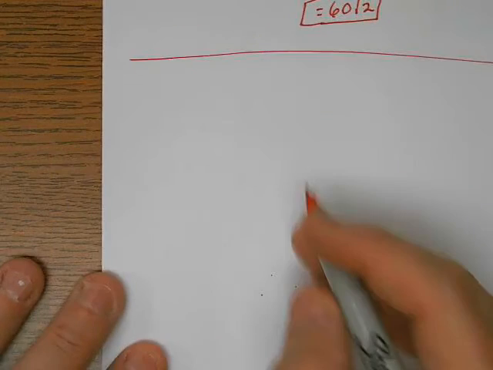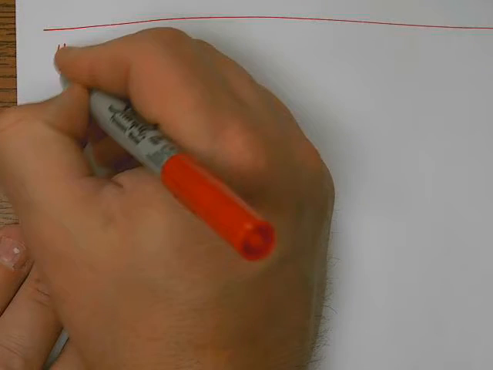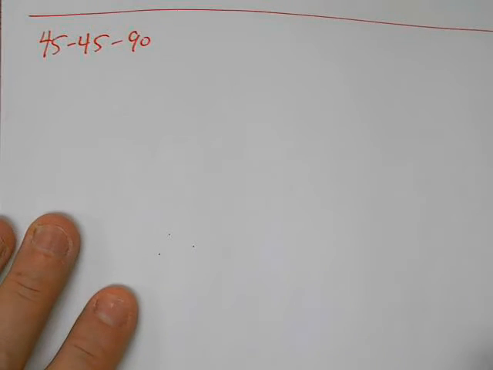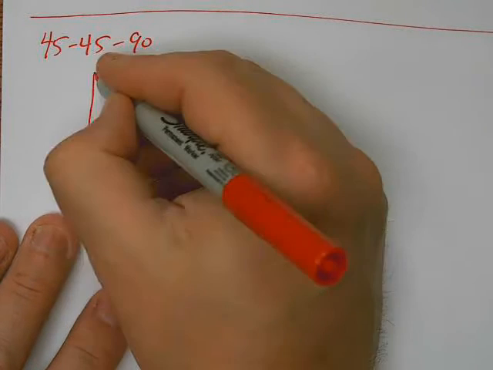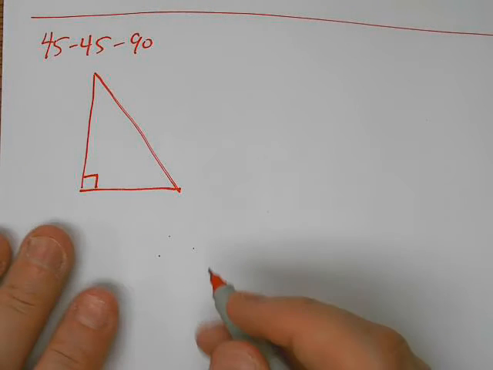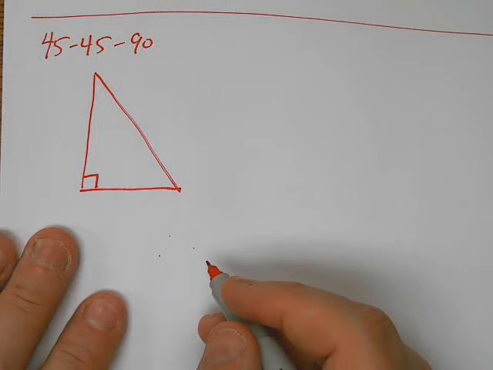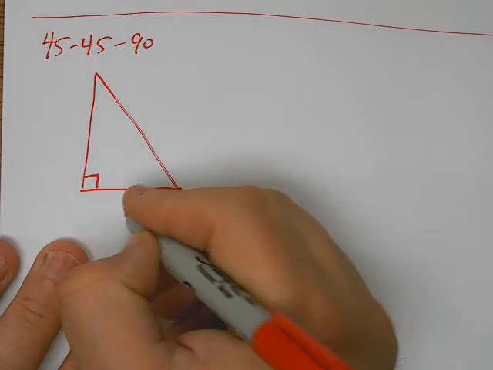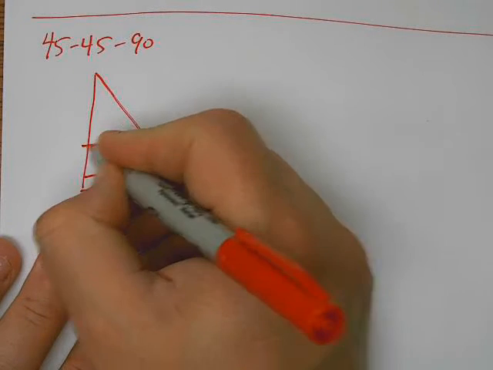Let's quickly review. On Friday, we did 45, 45, 90 right triangle. All right, so what does that mean? Means that we've got a right triangle, which happens to be an isosceles triangle. I'm gonna go fairly fast, so stay with me. I know it's Monday morning and we lost an hour over the weekend. Stay with me. Okay, so that means that these sides are the same.